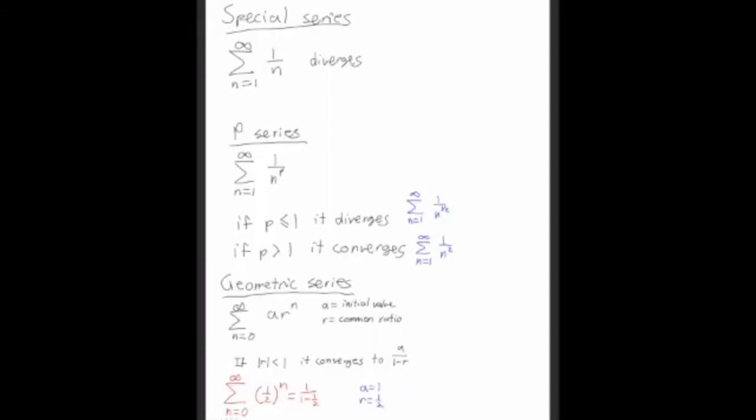So here are some special series. Here's the 1 over n again. It's a special series that diverges using the integral test I'll show later. And the P series, which is the sum from 1 to infinity of 1 over n to any power P. If P is less than or equal to 1, the series diverges. And if it is greater than 1, it converges.